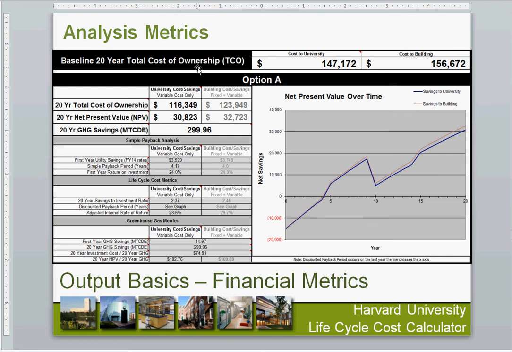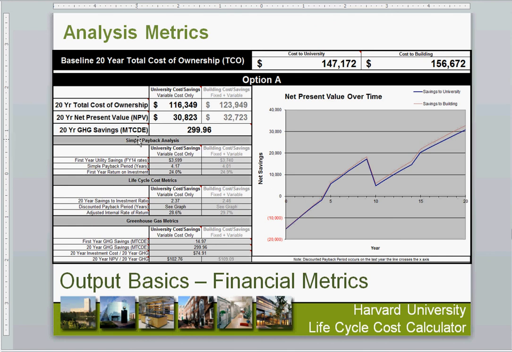So as we discussed, we have our total cost of ownership for our baseline up at the top, and then option A. We're looking at the total cost of ownership of that, the net present value, which is just the total cost of ownership of our option subtracted from the total cost of ownership from the baseline. So the difference between 147,000 and 116,000 is 30,823, and our total GHG savings over 20 years, so 300 MTCDEs, is a pretty large one.